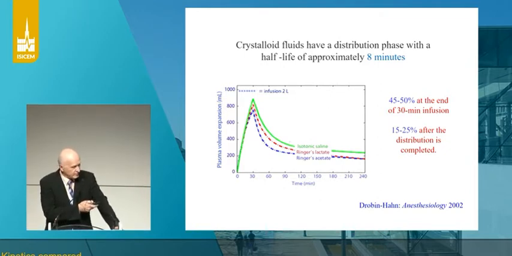So it looks like this. If we infuse 2 liters in a volunteer, the volume expansion is quite good to begin with, but as soon as we turn off the infusion, it falls down to the level that we saw from the radioactive tracer studies, about 15 to 25% of the infused volume. This top here will be very much dependent on the rate of infusion, and the slope here will be very much dependent on the urine flow.